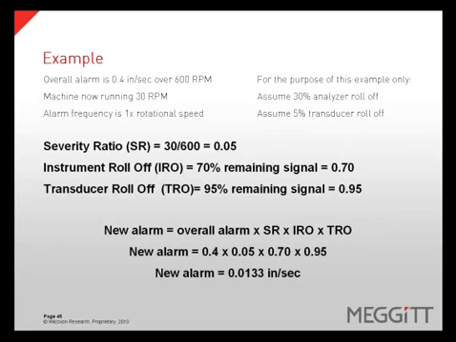Since we assumed a 30% roll-off on the analyzer, we will have 70% signal remaining, which will be represented in our equation by 0.70. Since we assumed a 5% roll-off for our transducer, we will have 95% signal remaining, which we will represent in our equation as 0.95. So our new alarm level is calculated by taking 0.4, our previous alarm, multiplying it by 0.05, our severity ratio, and then by 0.7, our instrument roll-off, and then finally by 0.95, our transducer roll-off. This gives us a new alarm setting of 0.0133 inches per second.